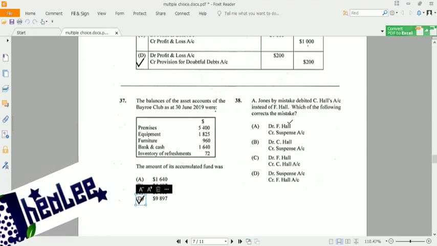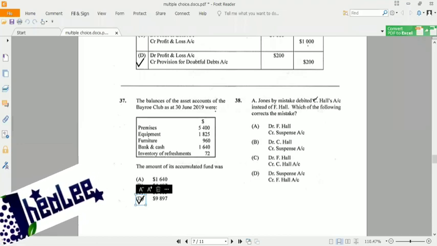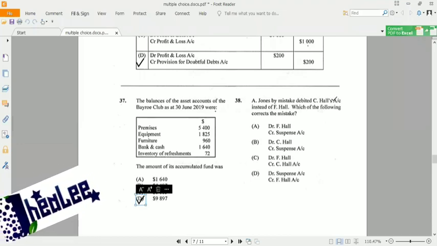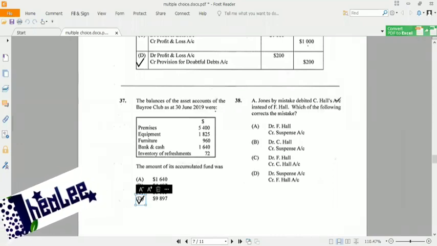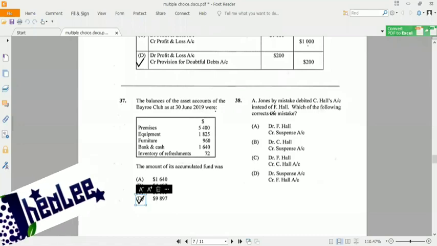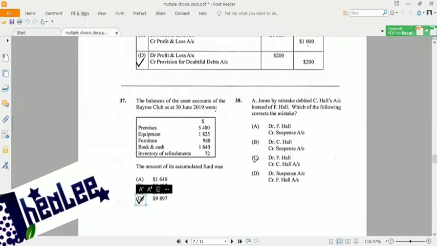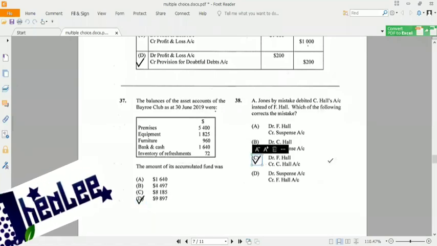Excellent. So how are we going to correct this? C. Ali's account was debited instead of F. Ali's. To get rid of it out of C. Ali's, we have to credit C. Ali and debit F. Ali. So therefore, our response is C.